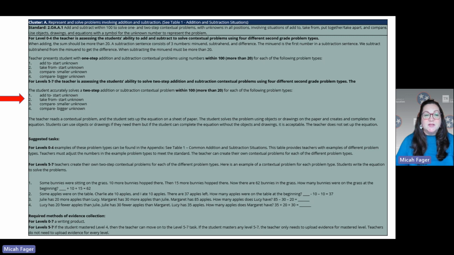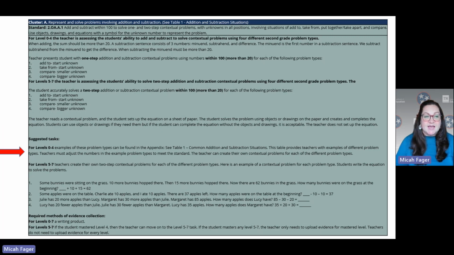The teacher will read the contextual problem and the student will set up the equation on a sheet of paper. The student solves the problem using objects or drawings on the paper and creates and completes the equation. Students can use objects or drawings if they need them, but if the student can complete the equation without the objects or drawings, it is acceptable. The teacher does not set up the equation. Part of the assessment is the student being able to set up the equation to match the contextual problem.